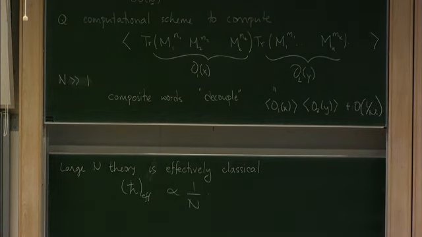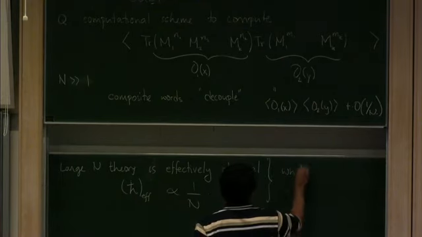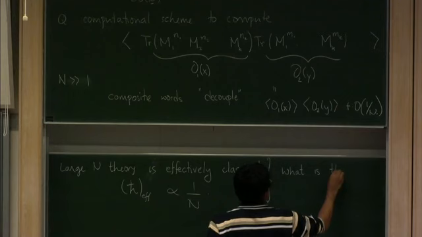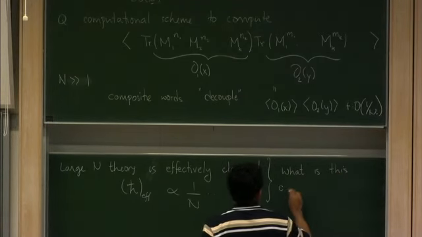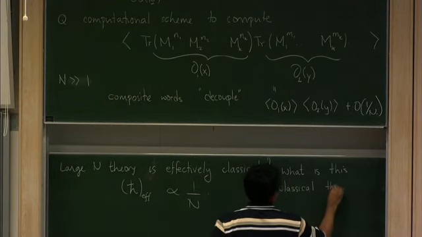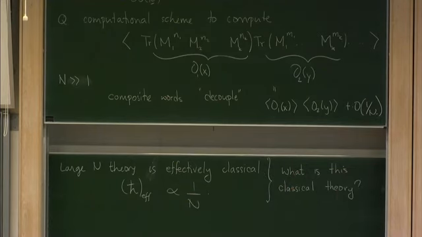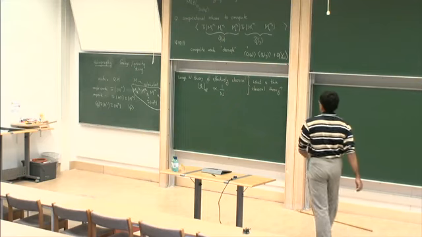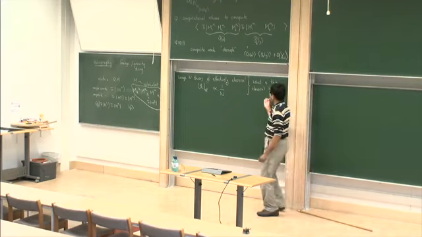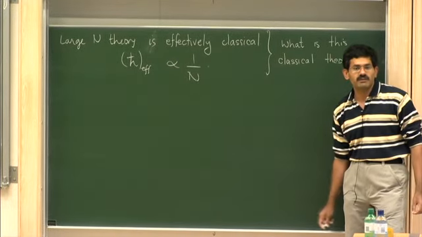So there is this classical theory, and the question is, what is it? I started with a theory of matrices, and I told you that if I took the rank of my matrices very large, I made my theory effectively classical. So what is an effective classical Hamiltonian that describes the dynamics in this large N limit?